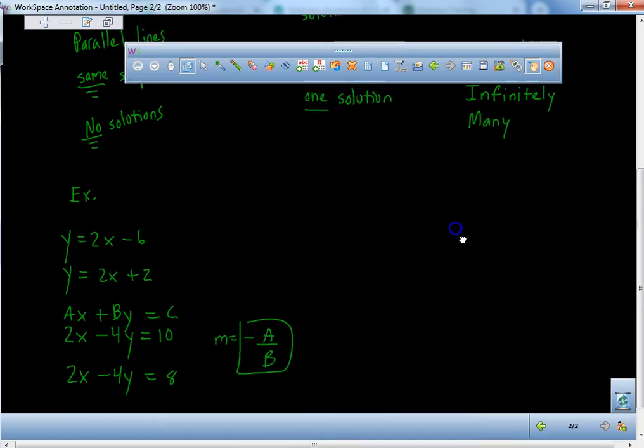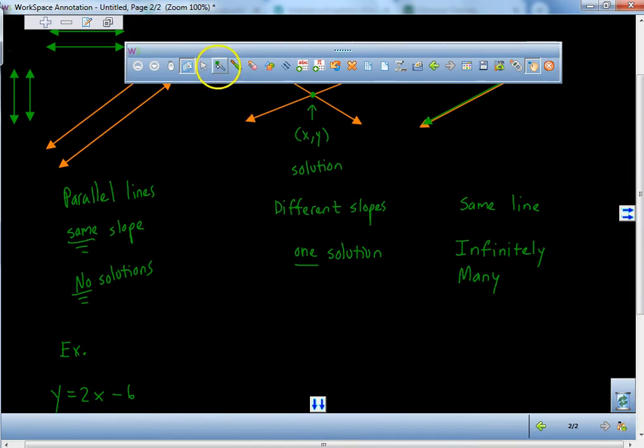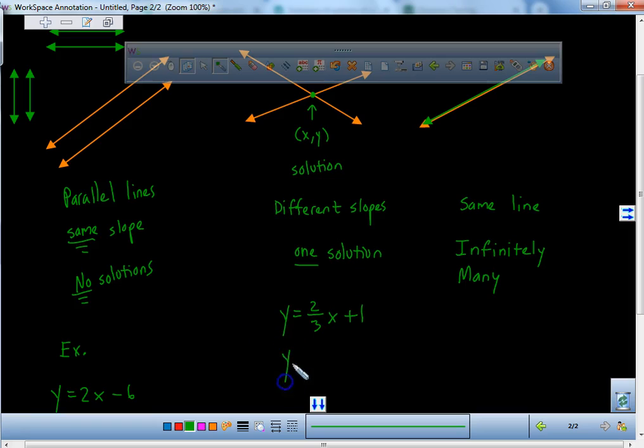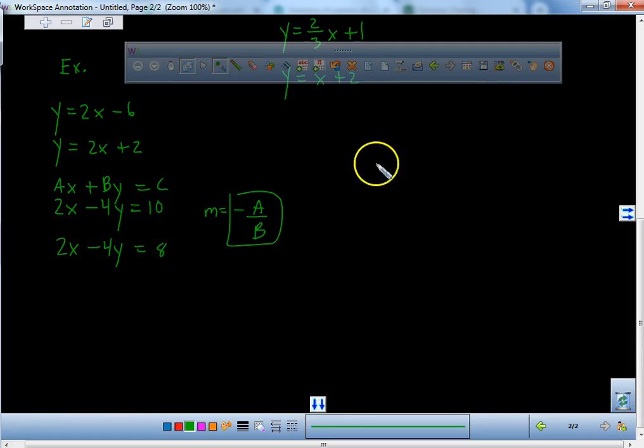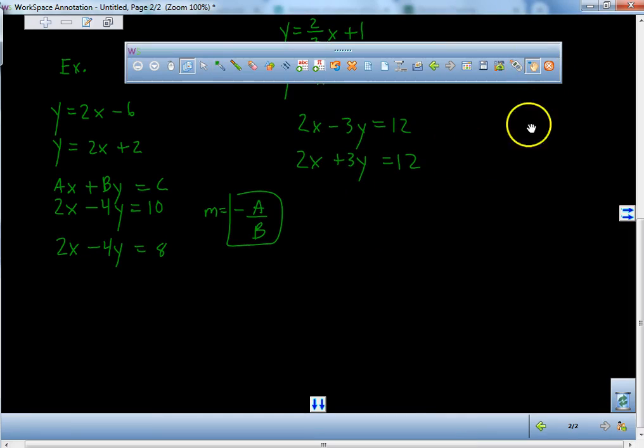Now, different slopes in slope-intercept form is very easy. You can clearly see it. Like if I had y equals 2/3 x plus 1 and y equals x plus 2, these lines would intersect at one point. You can clearly see the slopes are different. In standard form, you could also see them pretty easily. If I had 2x minus 3y equals 12 and 2x plus 3y equals 12, you could easily see that these slopes will end up becoming different. So there would be one solution.